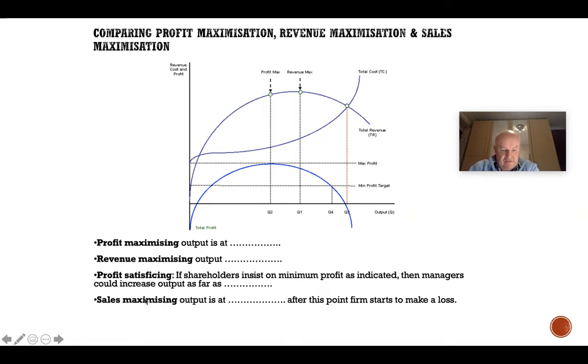Okay, and then if we take a look at the sales maximizing output, we're talking in this instance, showing that that's the point at which the firm starts to make a loss. Okay, so that basic point would be at Q3 there. So effectively, as soon as we start to make a loss, that's the point at which sales maximizing output would stop. Okay, so that sort of summarizes that so far.